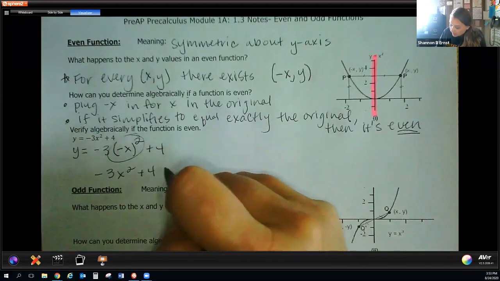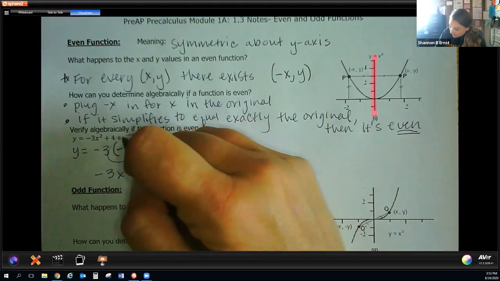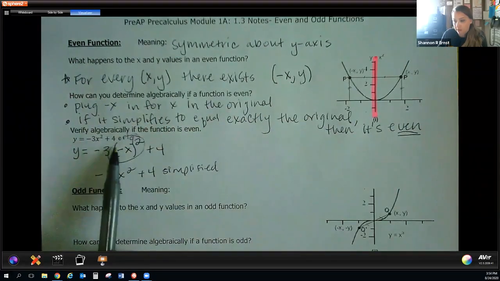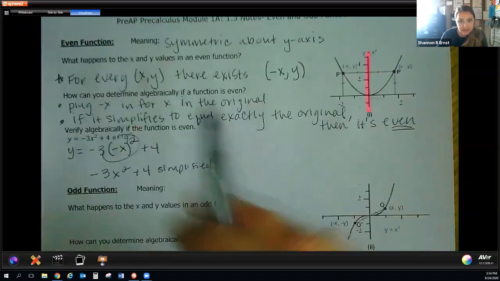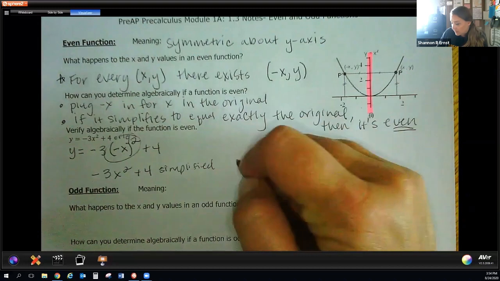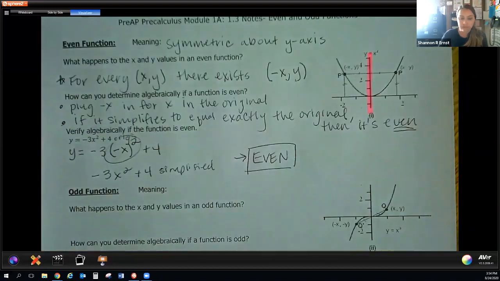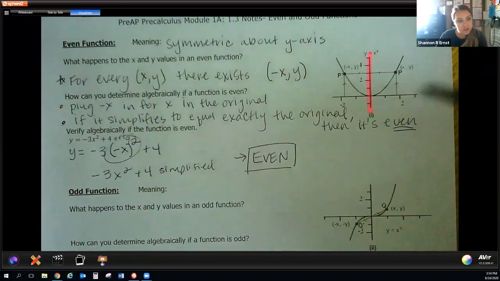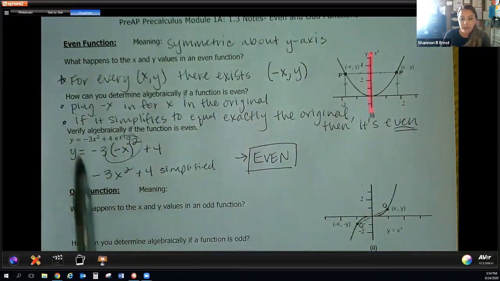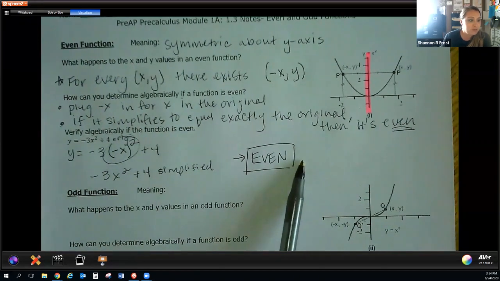So this was our simplified, and this was our original right here. So we compare those two. Did this one match exactly this one? Yes, they did. So then it's even. Okay, so that's how you find even functions. Graphically, are they symmetric about the y? Algebraically, when I plug negative x in, it gives me the exact same thing as the original.